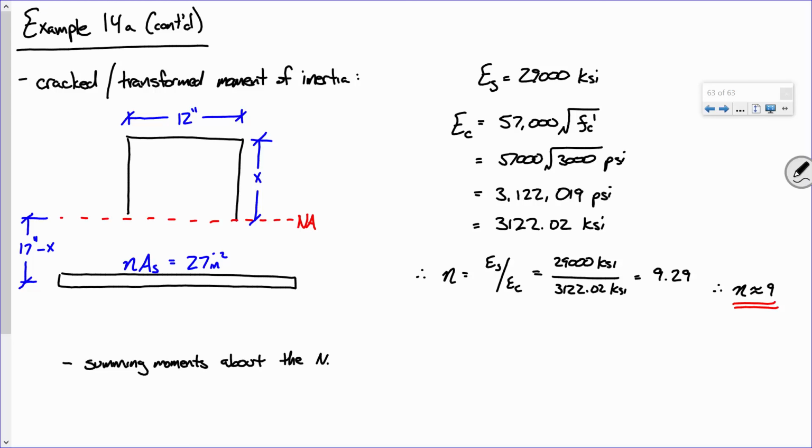So, if we sum moments about the neutral axis, remember, what I'm doing is an area times a moment arm. If I look above the neutral axis, what's the area of this rectangle? 12x. What's the moment arm? How far is it from the neutral axis to the centroid of this rectangle? X over 2. So that's 12x times x over 2. And that's got to equal the moment contribution from the lower end. So what's my area below? It's just this, right? 27 times what moment arm? 17 minus x.